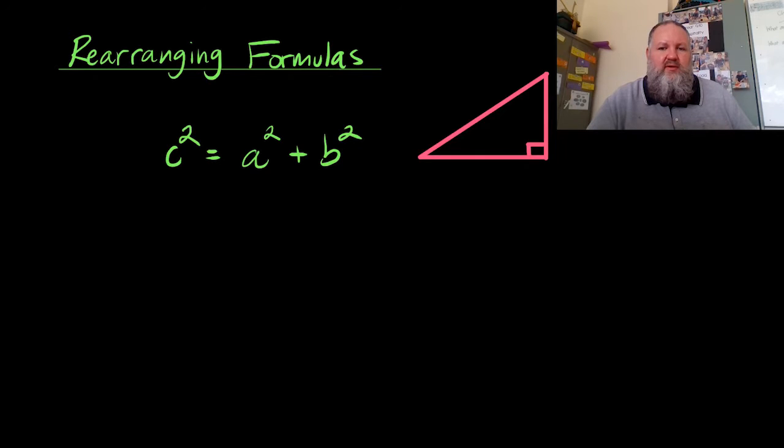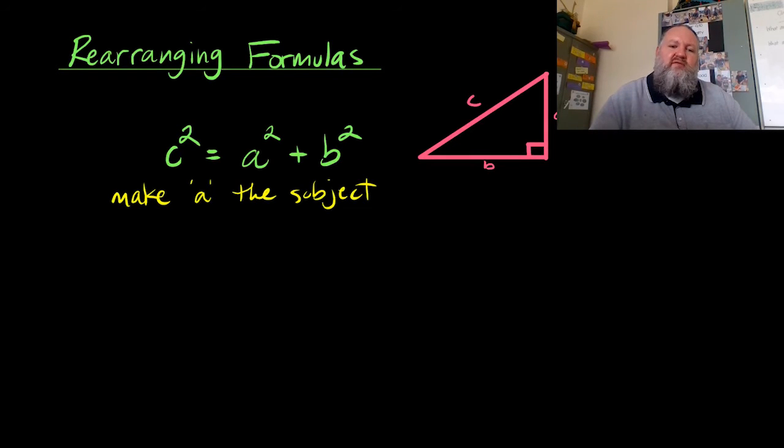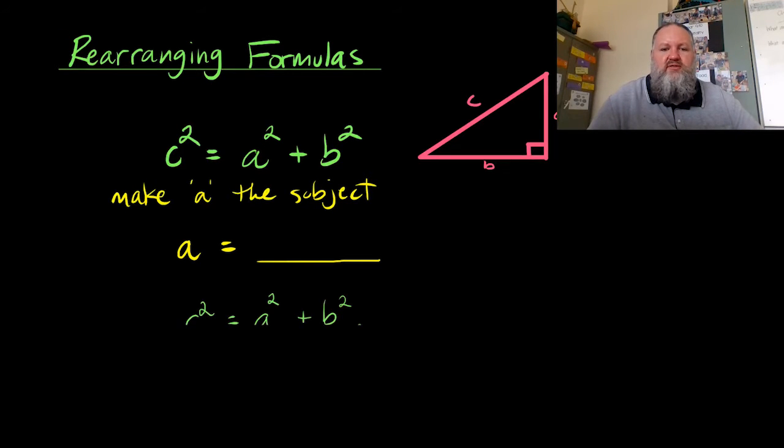Okay, we know that the sum of the squares of this side and that side is equal to the square of the C side. So what if I want to make A the subject of my formula? What does that even mean? Well, it means I want to rearrange my formula such that all I have on the left-hand side is A. A is equal to something. So let's think about our formula and what we could do to make it do that.